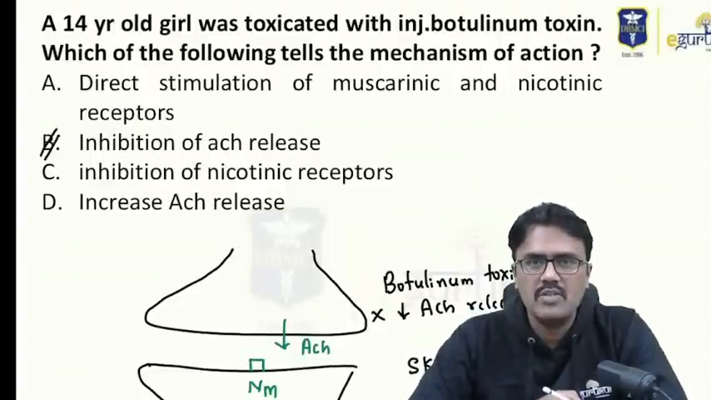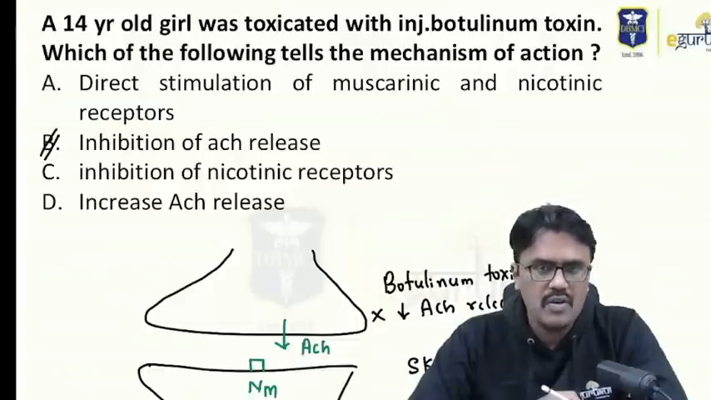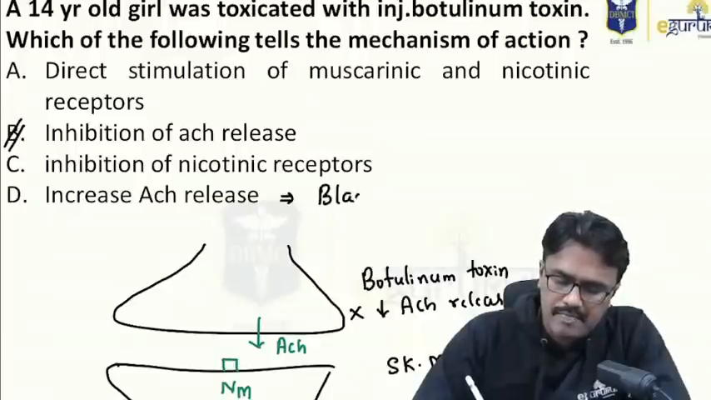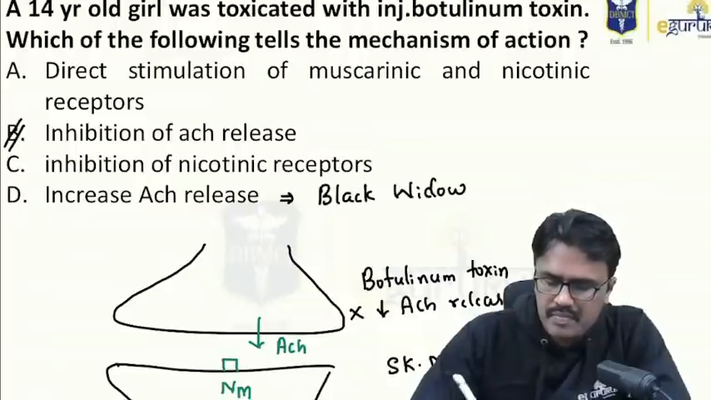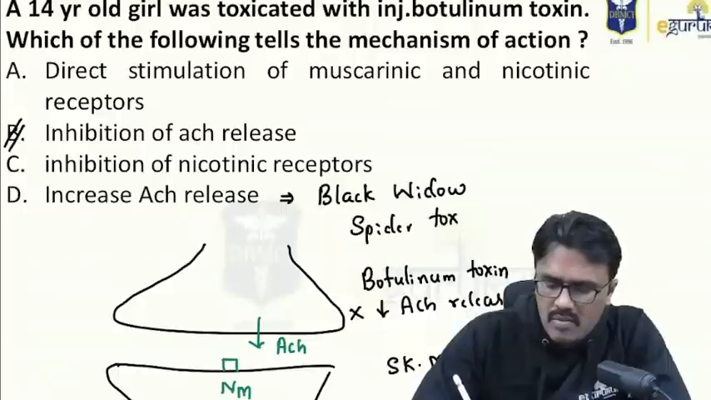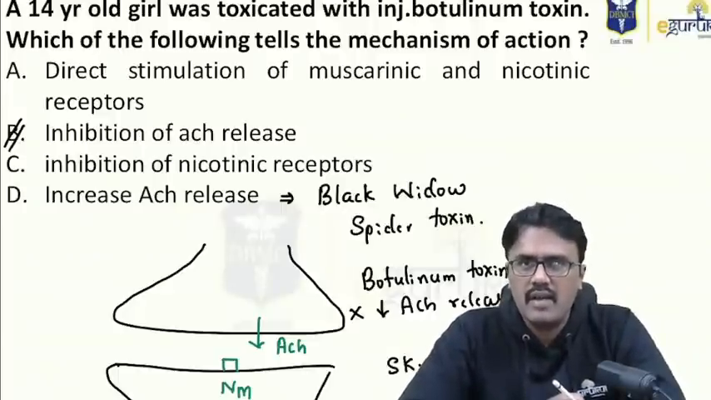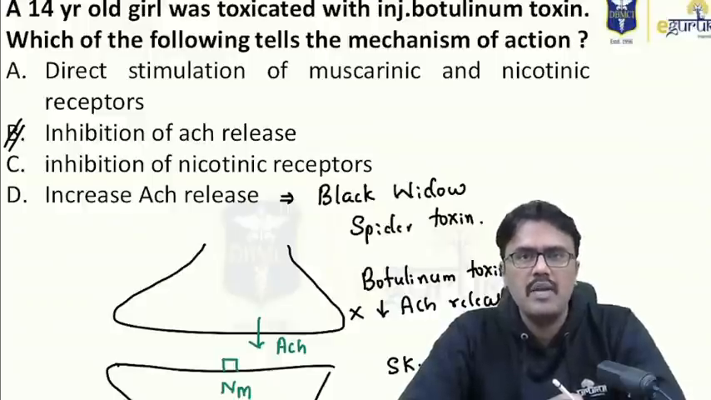Direct stimulation of muscarinic and nicotinic receptors doesn't do that. Inhibition of nicotinic receptor, nothing. Increase in acetylcholine release is done by a toxin, the black widow spider toxin, which is not commonly seen in our country. But for black widow spider toxin, we have an anti-venom. For the pain, we give opioids.